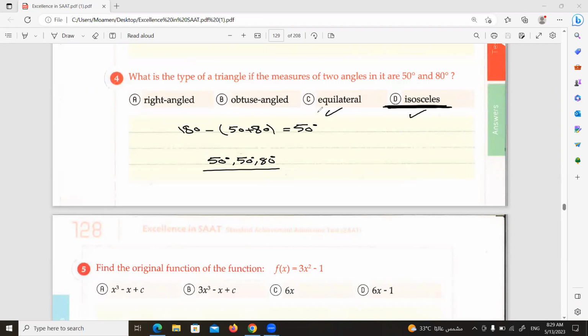An equilateral triangle is a triangle where all its sides are equal and all its angles are equal. Each angle equals 180 divided by 3, which equals 60 degrees. An obtuse triangle has one obtuse angle. A right triangle has one right angle, and the rest are two acute angles. We go to the next.